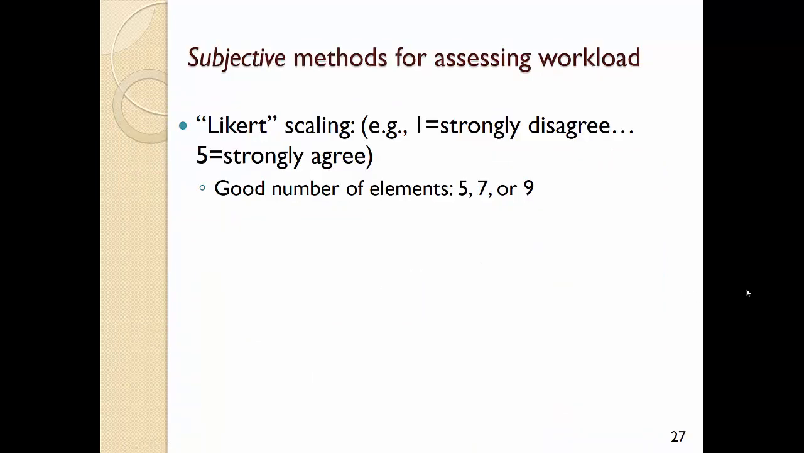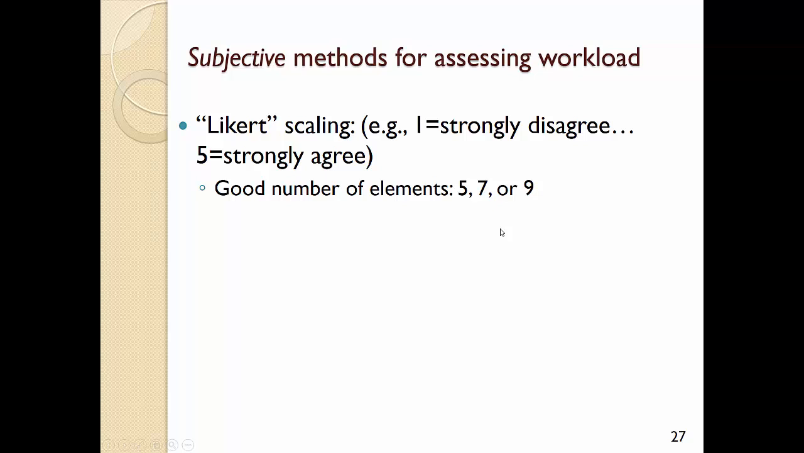Okay, so that's physiological measures. We talked about performance-based measures, and the last one is subjective methods for assessing workload. These are the most common. You've probably dealt with something like this in the last month or so at least. Any sort of scaling, we call Likert-style scaling, translating words like strongly disagree to strongly agree into numbers. A good number of elements is 5, 7, or 9. 7 because of 7 plus or minus 2, that magical number. People can distinguish 7 things. That generally makes sense, plus or minus 2.